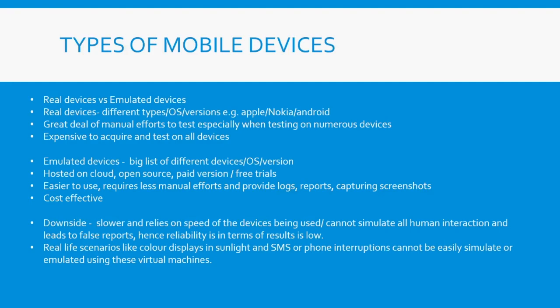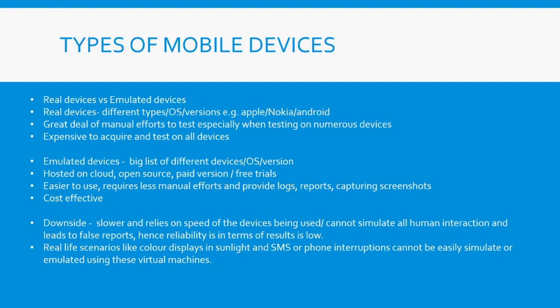Now, one of the downsides of emulated devices is that because you have to download them, or log on to the internet to use them, the speed relies on the speed of the device which you are using, or the web bandwidth which you are using. And one other disadvantage is that they cannot simulate whole human interaction, and sometimes they give you false reports.